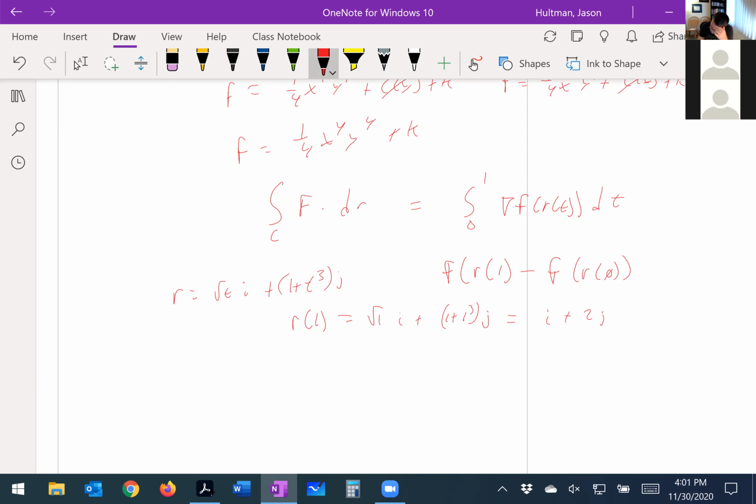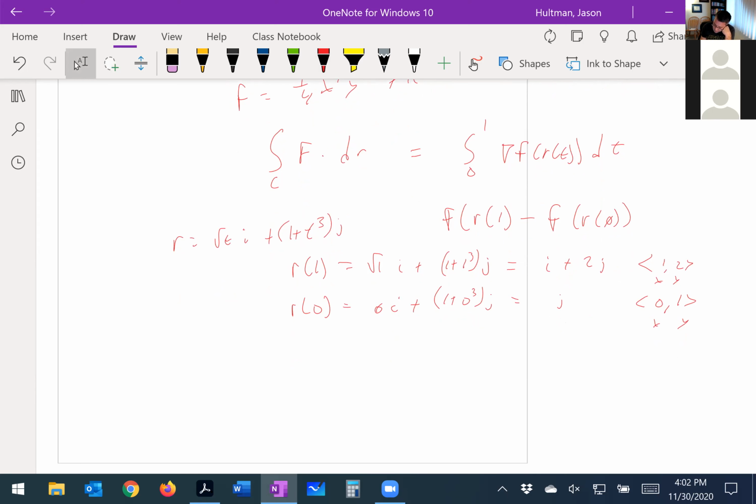If I parameterize it, in component form that becomes 1, 2. This is my x and that's my y. Now r of 0 is going to be 0 i plus 1 plus 0 cubed j, so that just equals j. So this is 0, 1. This is my x and that's my y.